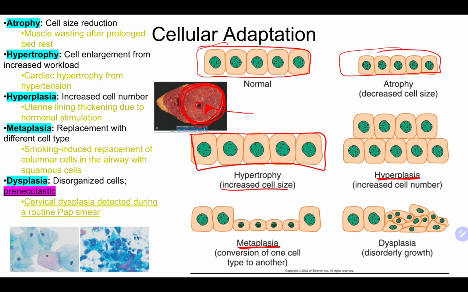When we look at dysplasia, this is disordered, or disorderly, growth. These cells look disorganized. Whenever you think of dysplasia, think of these pre-neoplastic cells that could turn out to be cancerous.